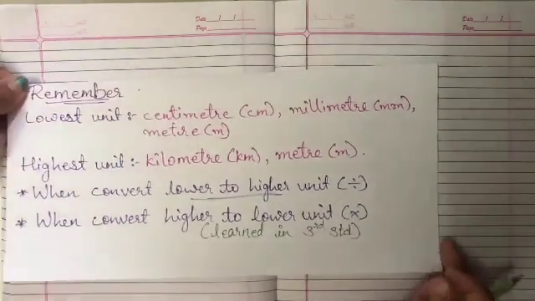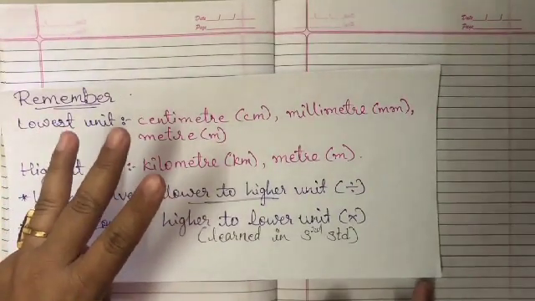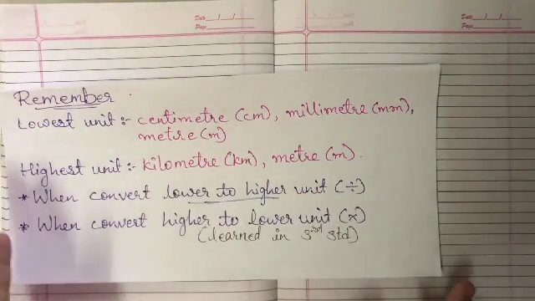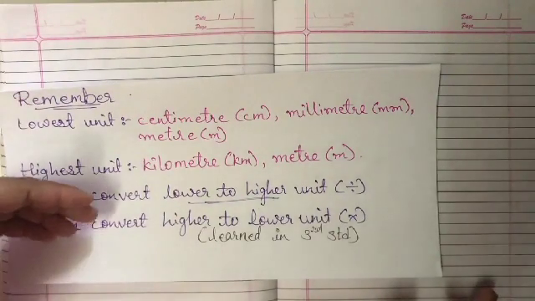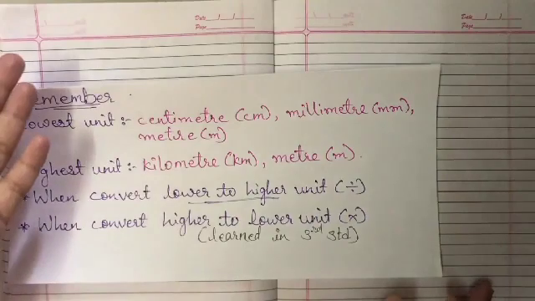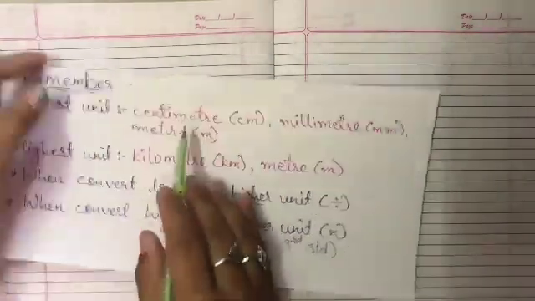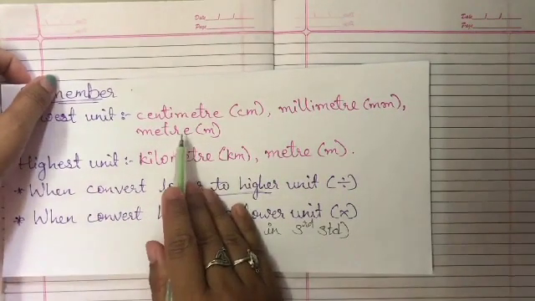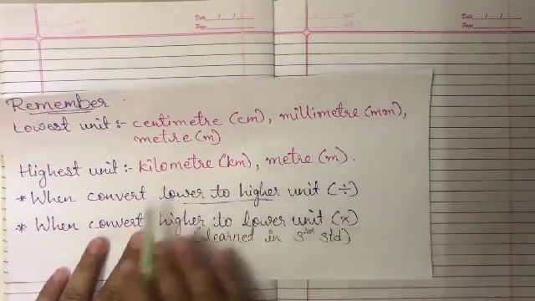Do you all remember this thing? We have already seen in our video number 3, Part 3. This is the information regarding when we have to convert the lower unit to the highest unit or the highest unit to the lower unit. Again, let's revise that the lowest units are centimeter, millimeter and meter. The highest units are kilometer and meter.